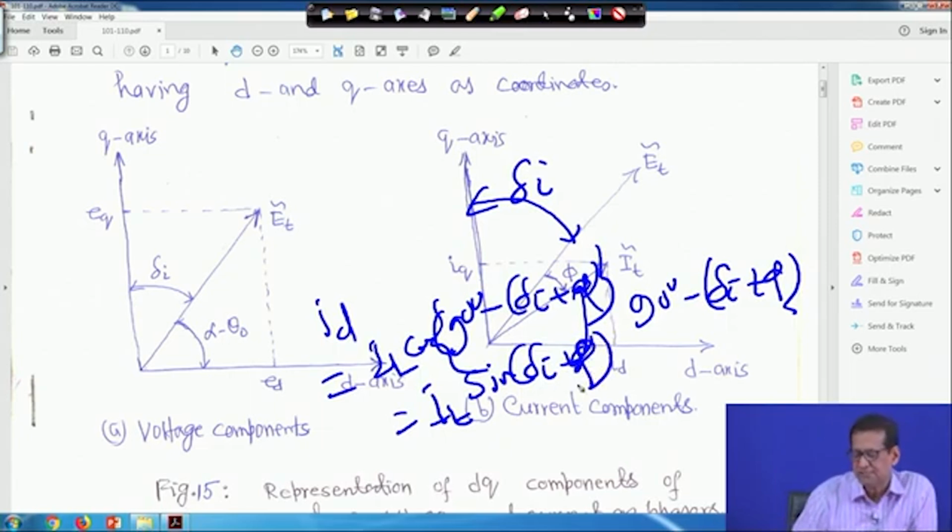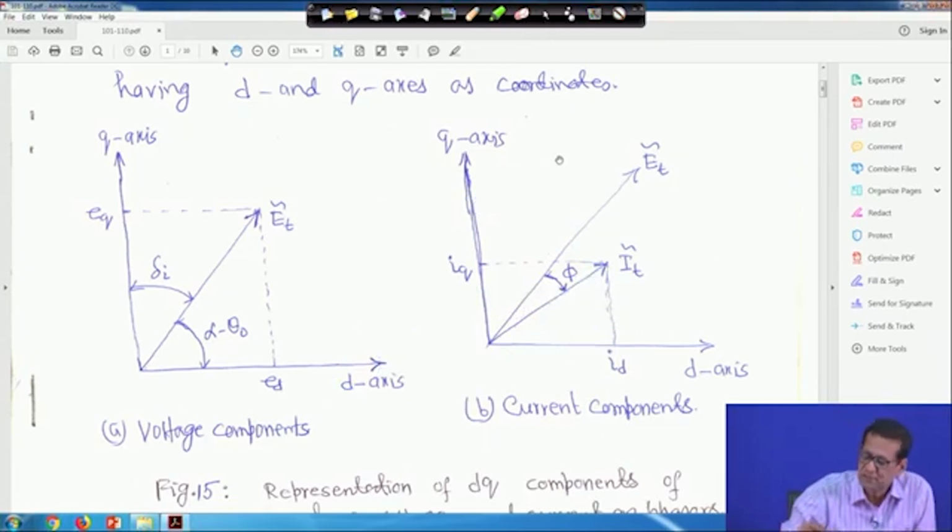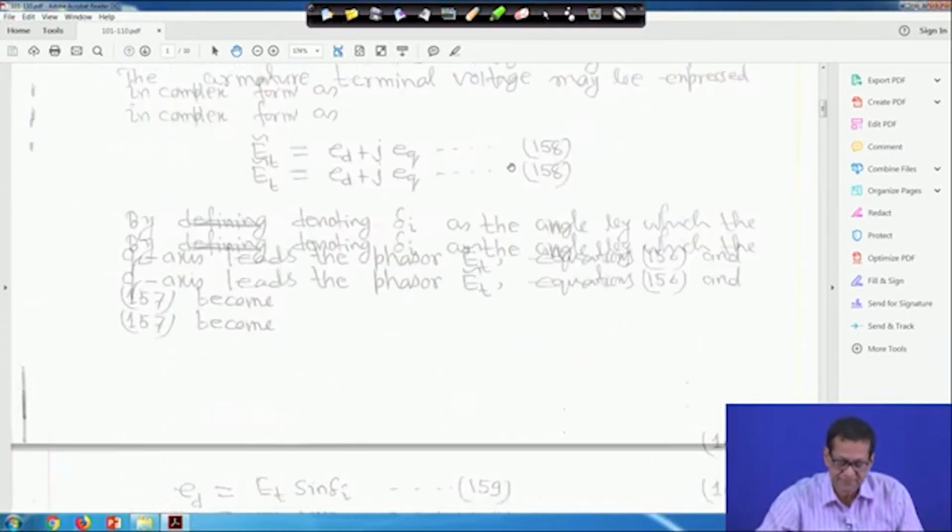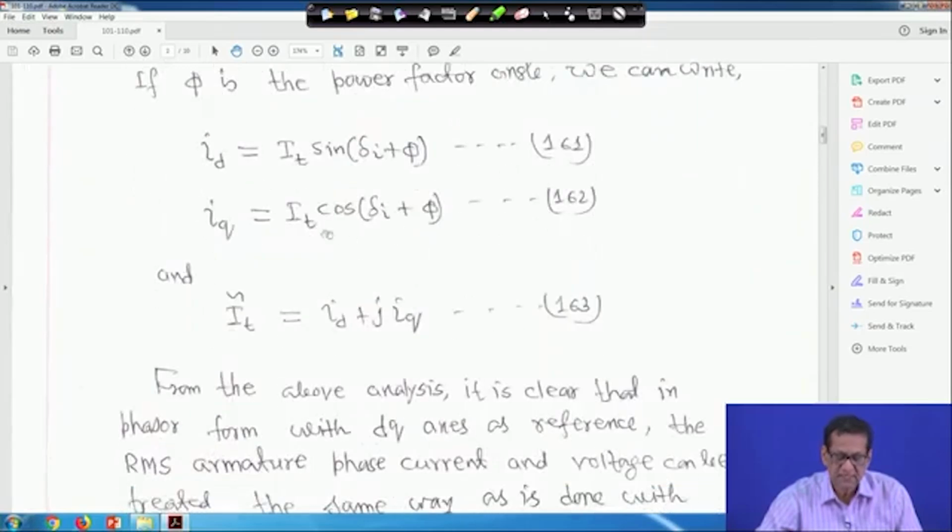Similarly, IQ will be equal to IT cos(delta I plus phi). So, that is what has been written here. ID is equal to IT sin(delta I plus phi) and IQ is equal to IT cos(delta I plus phi). This is equation 161 and this is 162. Now, IT tilde is ID plus JIQ. This is equation 163, because it is complex now. So, in this way you can represent the phasor IT tilde as ID plus JIQ.